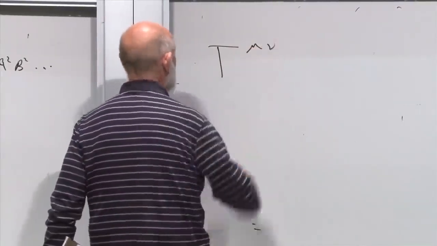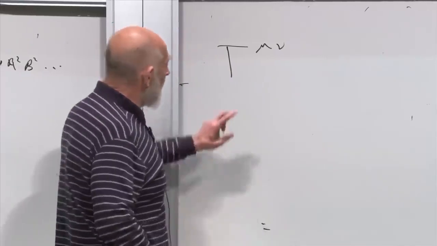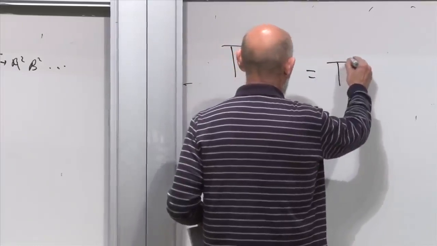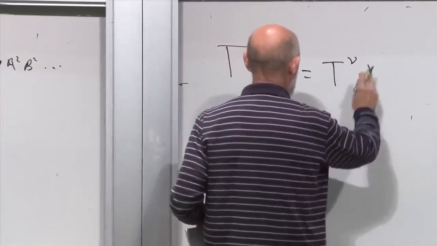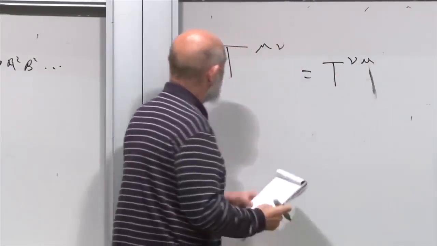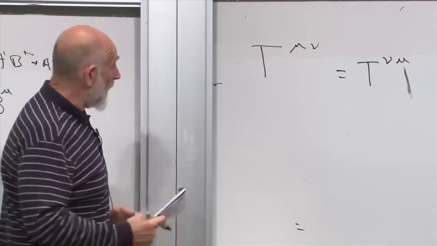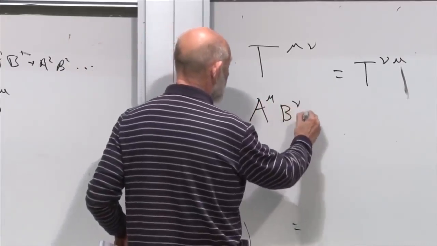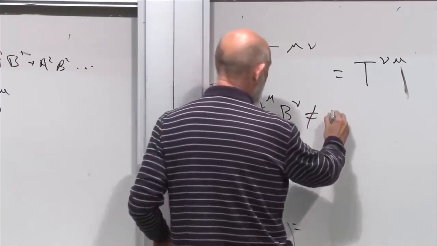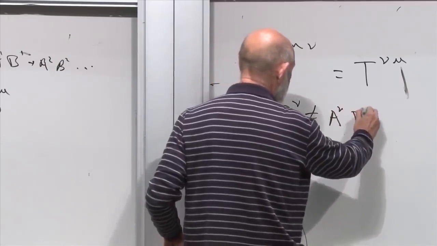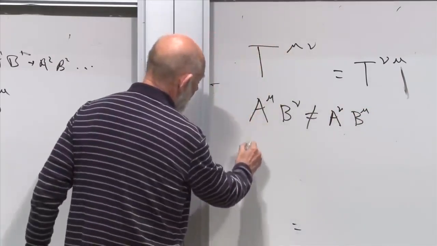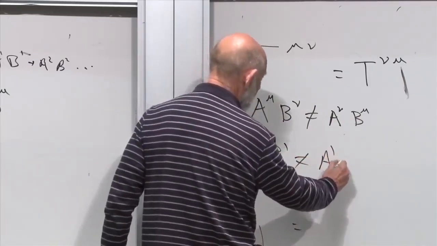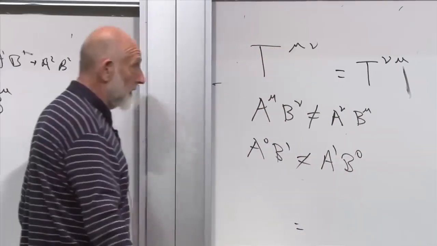Here's a tensor with two indices. Now, this is not necessarily the same, and in fact it is not the same in general, as T nu mu. Changing the order of the indices in general counts. For example, A mu B nu is not the same in general as A nu B mu. This could be A0 B1, and that's not the same as A1 B0. Just not the same, all right?